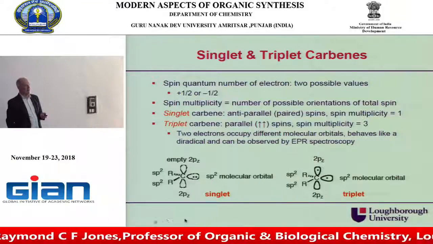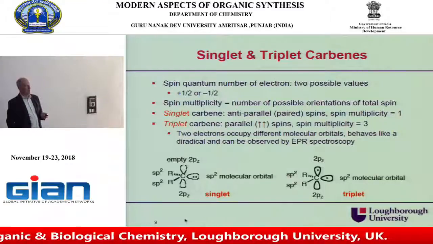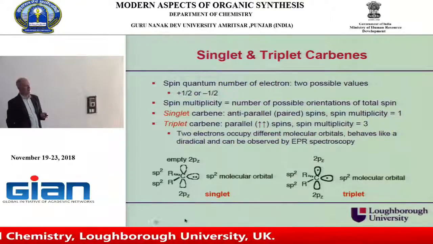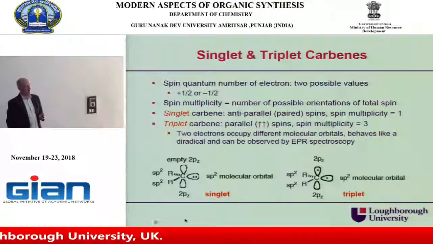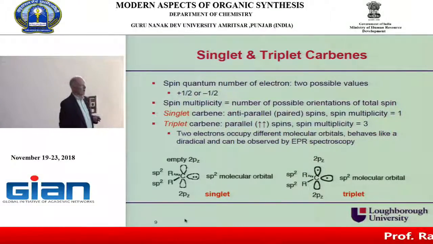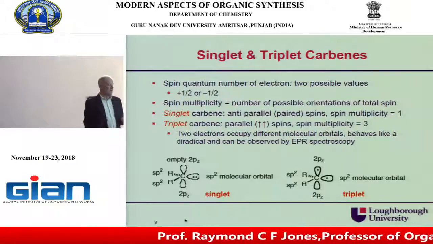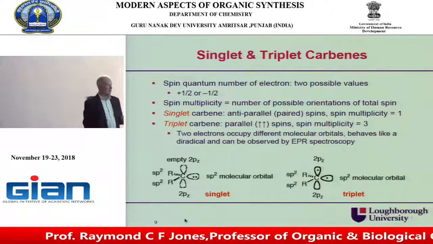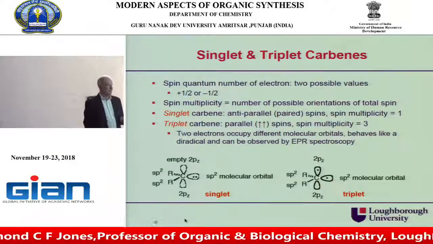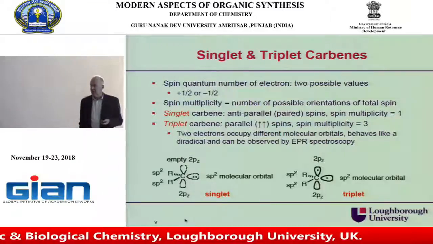The triplet, to have parallel spins of the electrons, they've got to then be in separate orbitals. That means you can look at it as having 1 electron in the sp2 molecular orbital and 1 electron in the 2pz orbital. So that's why you can see this behaves like a diradical.